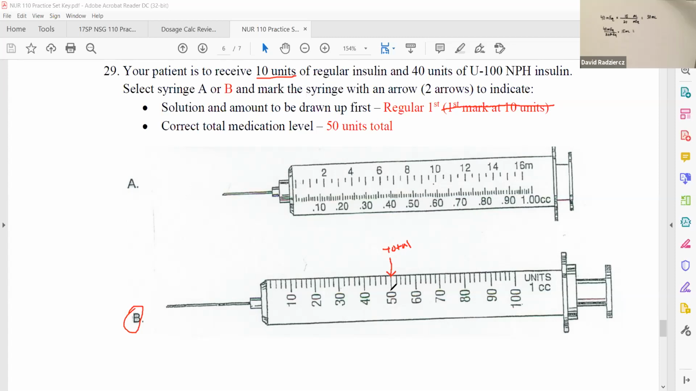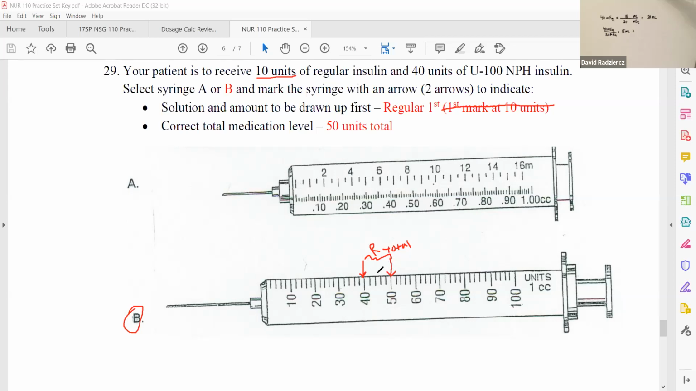If you pull up YouTube videos and you see when they draw up the regular and then they draw up the NPH or whatever other type of insulin, it all mixes together. But in the hypothetical situation, what they're wanting you to denote is the fact that your regular insulin hypothetically would exist within this range right here. So I'm just going to put a big R here. Your regular insulin is the 10 units down from your total.